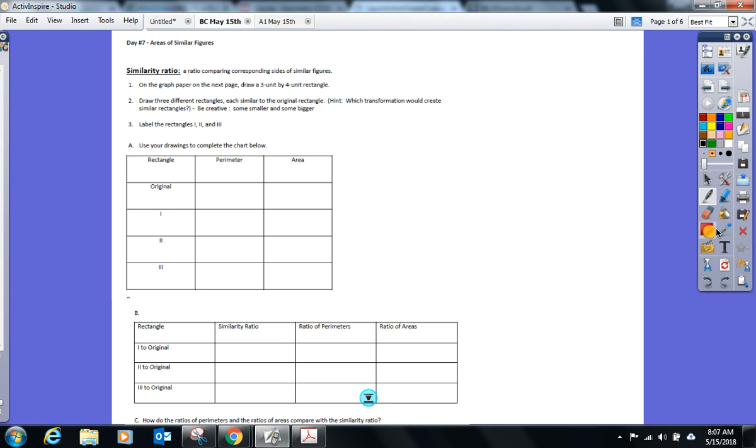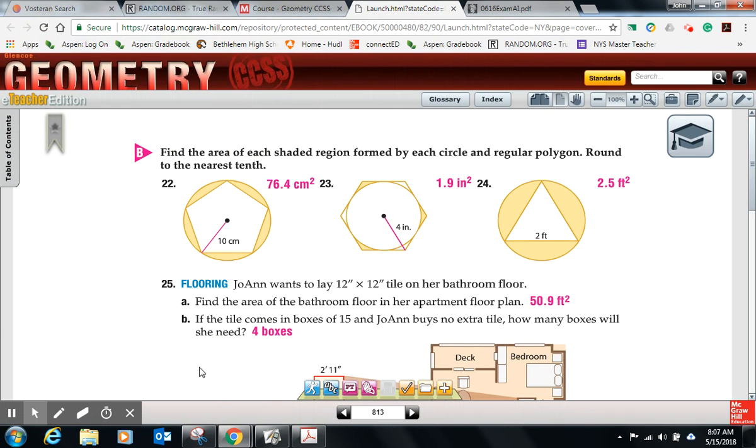Okay, perimeter and area of that 3x4 rectangle. Perimeter and area for me.